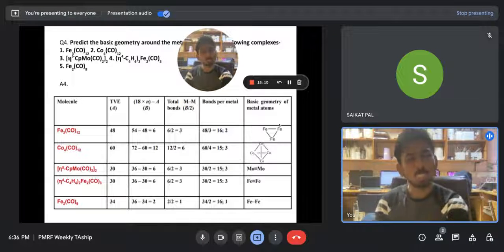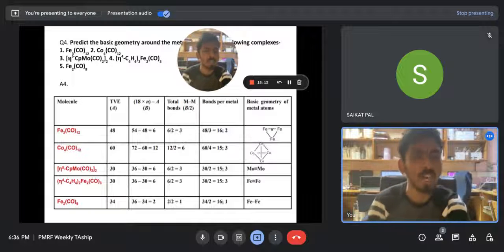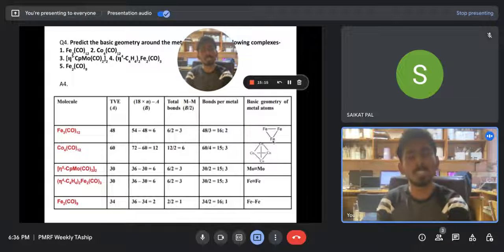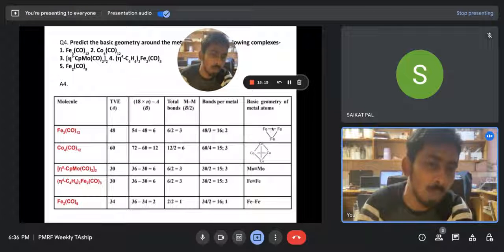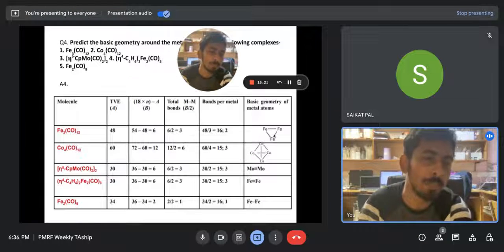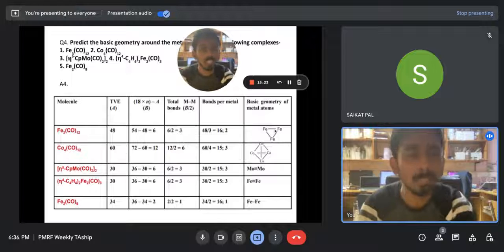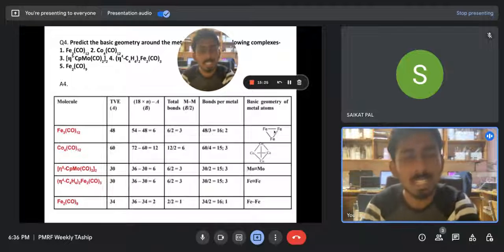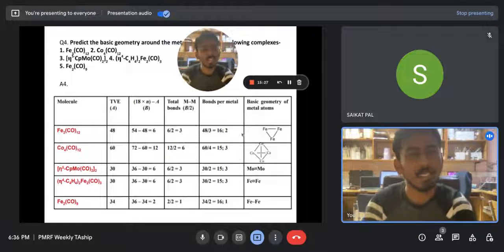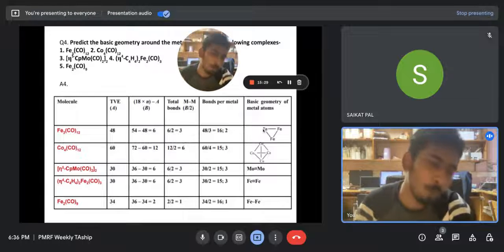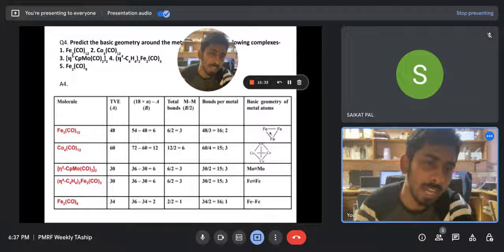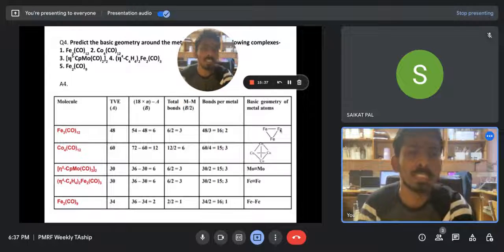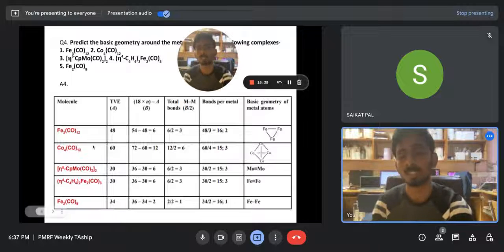So here the core structure is such that three iron centers are singly bonded to each other. You can see that the total number of metal bonds is 3: one between this, one between this, one between this. And all the iron atoms have 2 bonds, so bonds per metal are 2. This iron has 2 bonds, this iron also has 2 bonds, this iron also has 2 bonds.